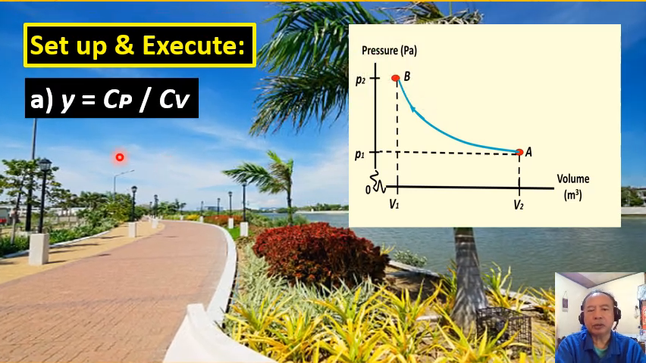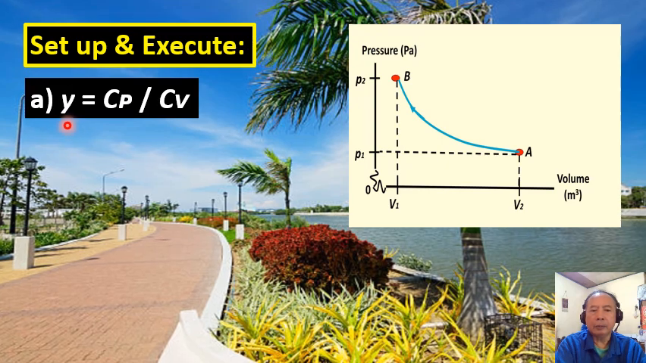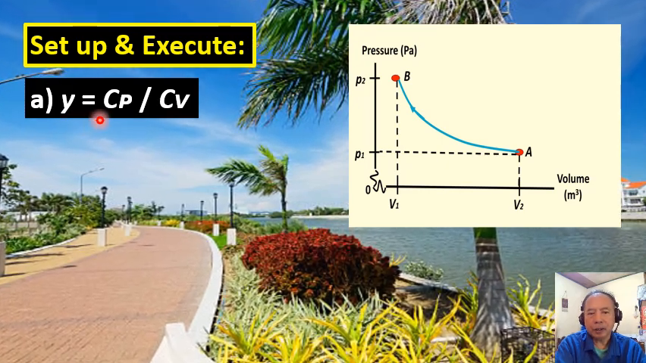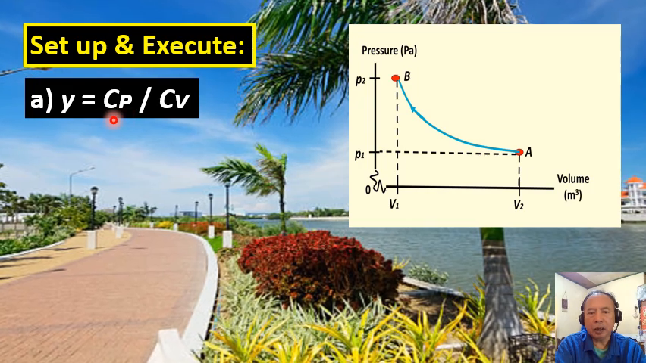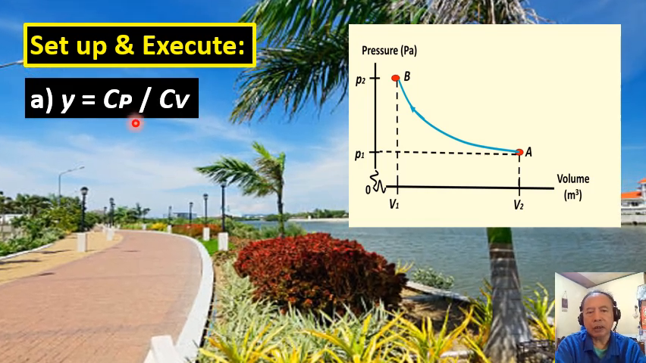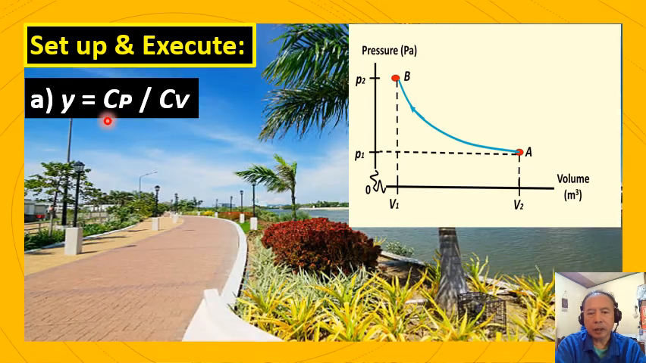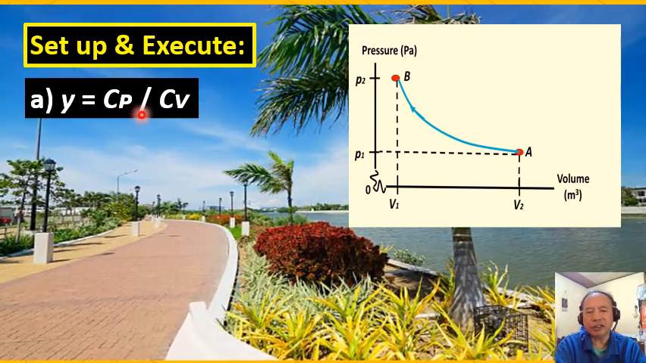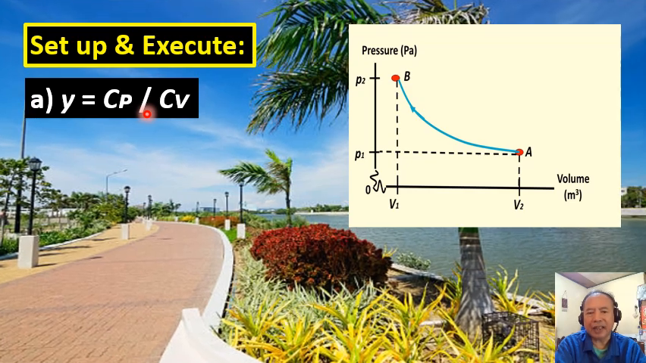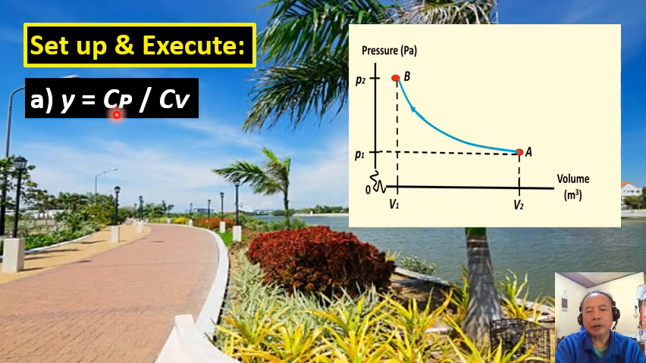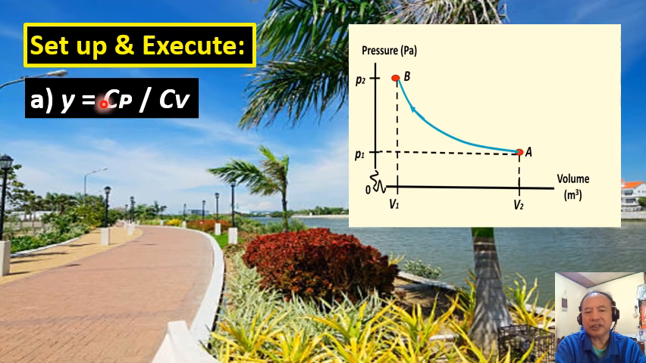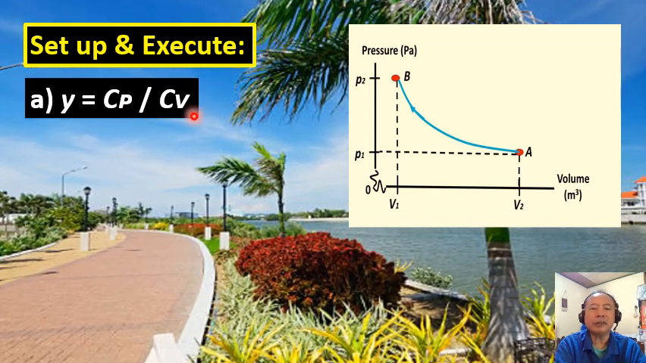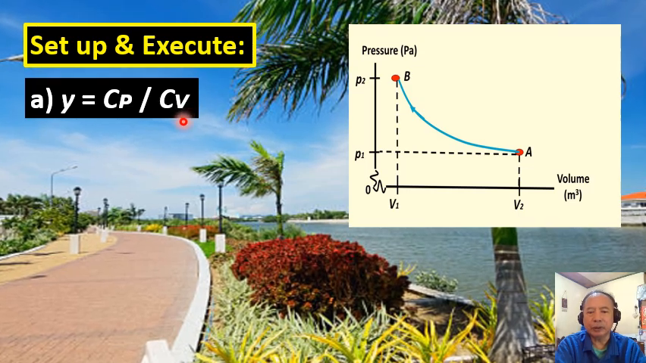Moving on to our computation, starting with part A, finding the value of gamma. So gamma is just the ratio of C sub P over C sub V. Again, the meaning of C sub P is the molar heat capacity of the gas, which is oxygen gas, a diatomic gas, at constant pressure. While C sub V is the molar heat capacity of the same gas at constant volume.